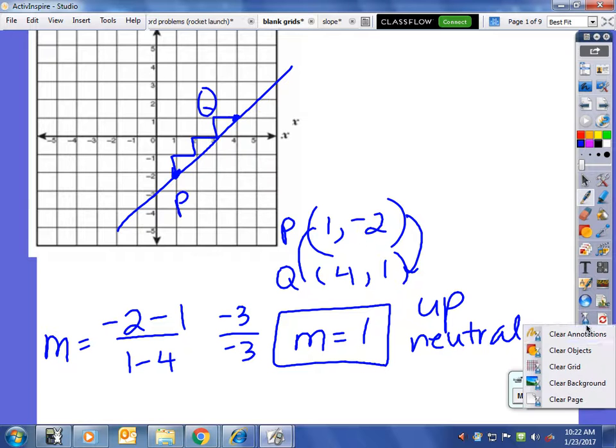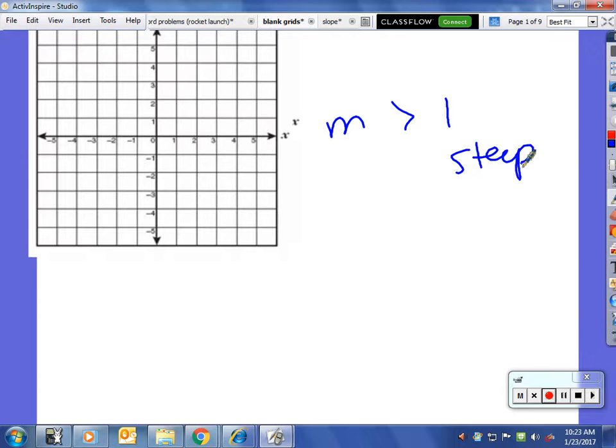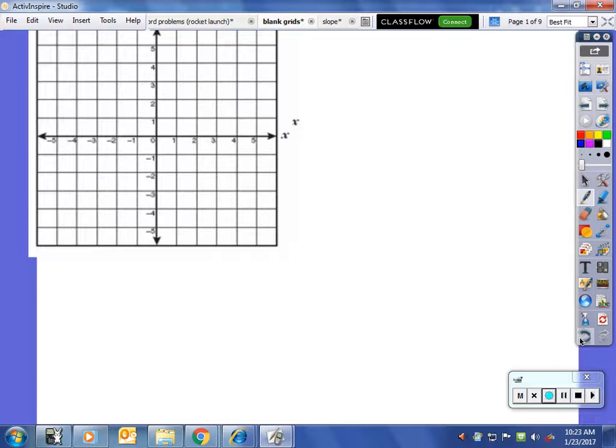Okay, now, be careful. I don't want you to say if m is greater than 1, it's steep. You got to be careful here. Because let's say I had a slope of -5. Is -5 greater than 1? No. So it's not just m, it's the absolute value of m. If the absolute value, that means if it's negative, you just take off the negative. If that's bigger than 1, then absolutely it's steep. Okay, so I don't want you to get confused with negatives. Negatives do not affect steepness. Negatives just tell you up or down. Good question.